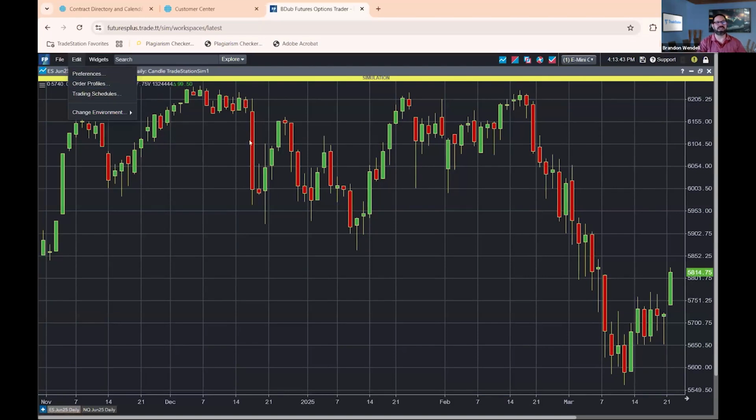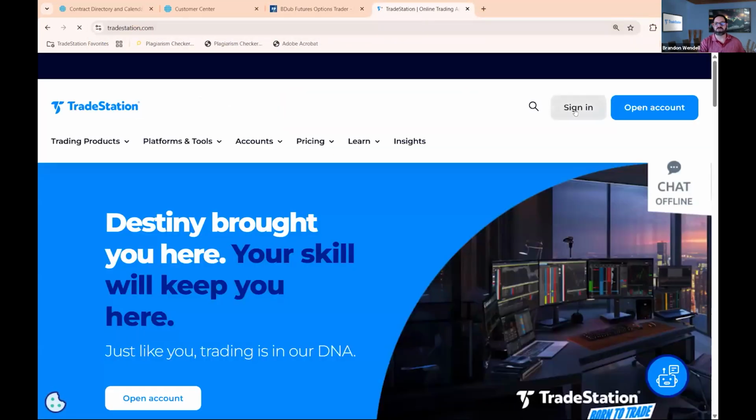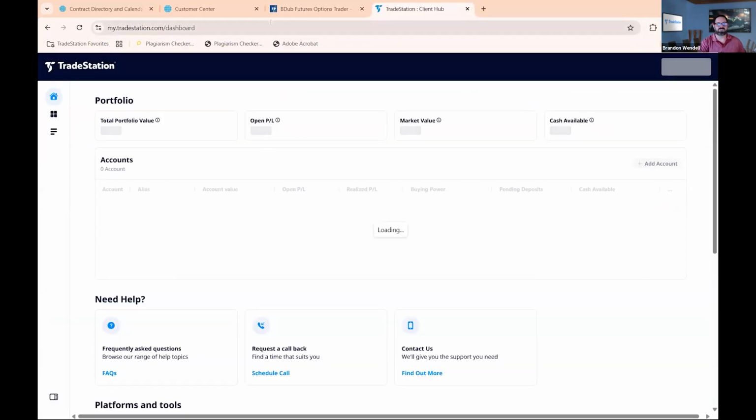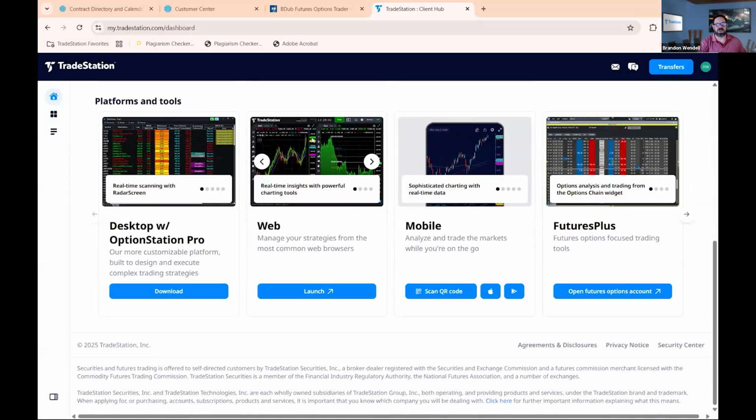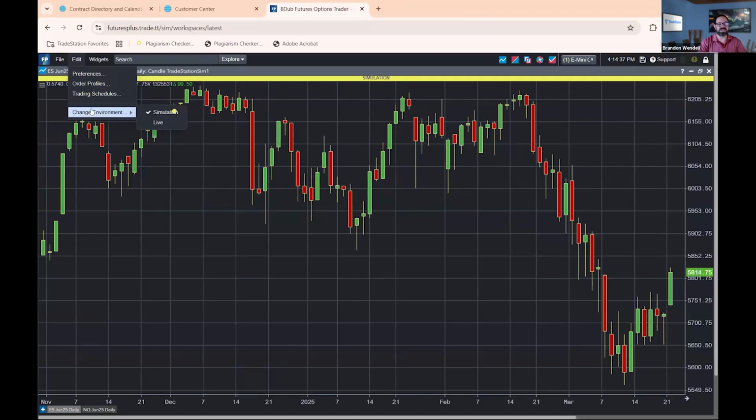Once you log in, you would go into TradeStation.com. There we are. You would just sign in, and I'm logged into my personal account. When you go to your account, like I said, it's not hooked up right now, so it says open a futures options account. But once you actually have FuturesPlus, it says download or launch, and you'll see launch inside the hub. So that's how you get into it. And once you're in, if you want to change your environment, because it may put you in live immediately, make sure you see the yellow if you want simulated.